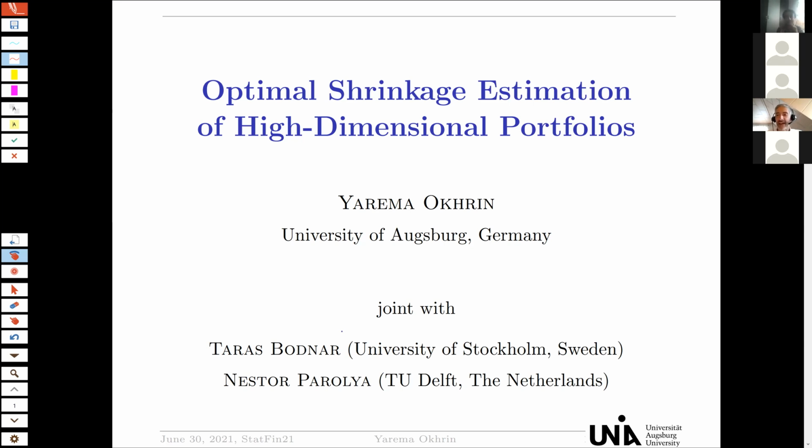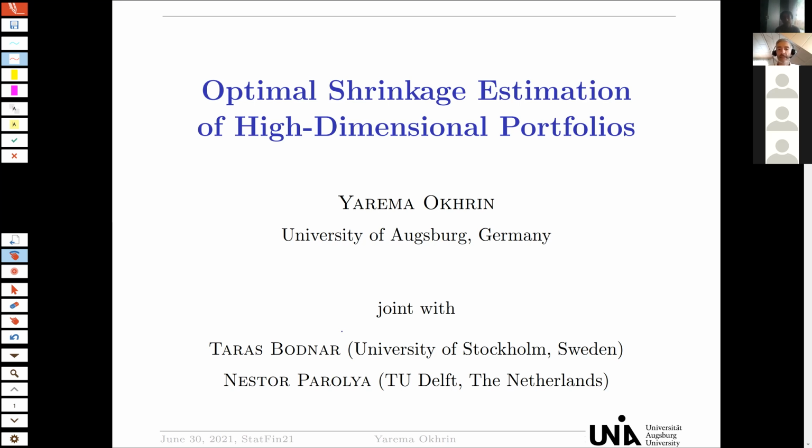Okay, thank you so much for having me here. I'll present the paper on optimal shrinkage estimation of high-dimensional portfolios, and it is a joint paper with Taras Bodnar from the University of Stockholm and Nestor Paroda from the Technical University of Delft.